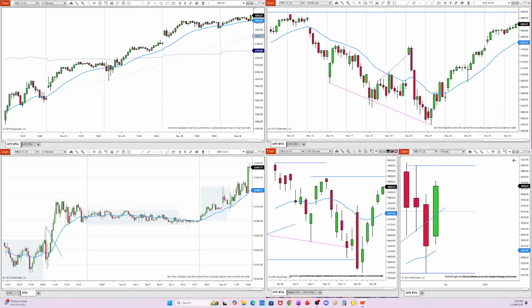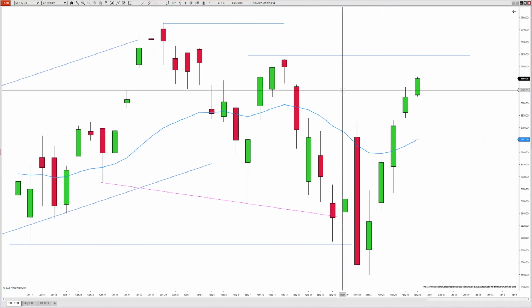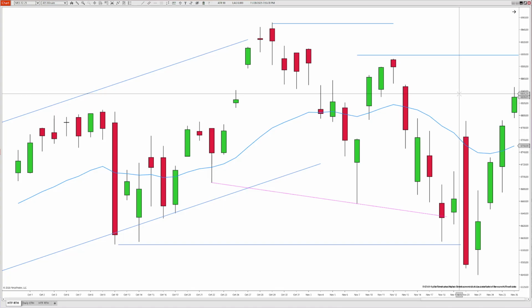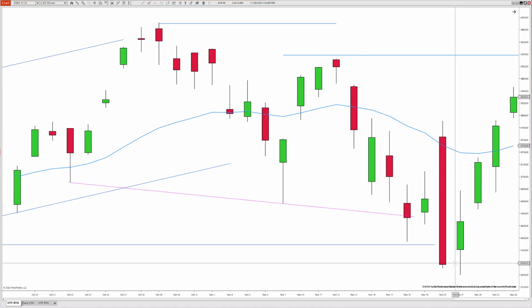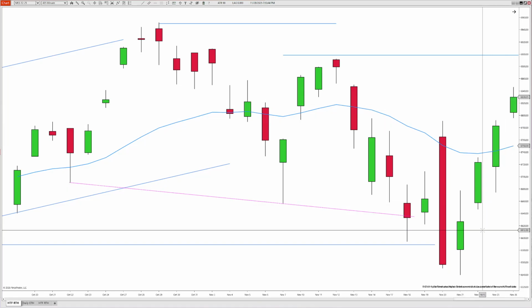So let's look at the daily chart. Coming into today, we just move that along. We have a 4-bar bull micro channel.